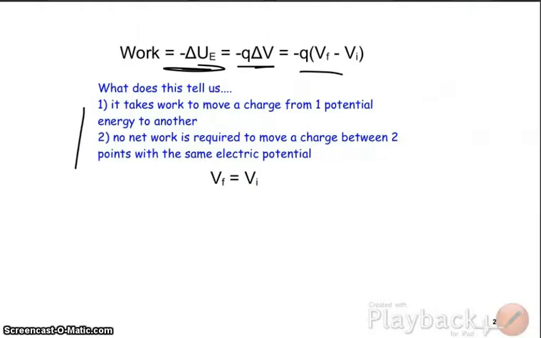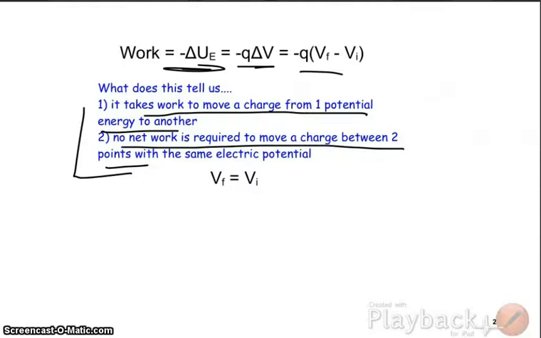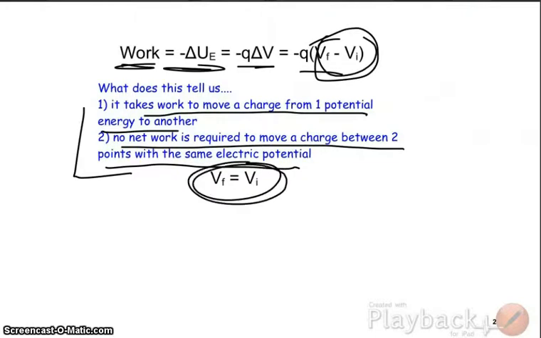So what does this tell us? It tells us that it takes work to move a charge from one potential energy to another. And no net work is required to move a charge between 2 points with the same potential. So if your electric potential is different, it takes work. If it's the same, then this would be 0, so work would be 0.